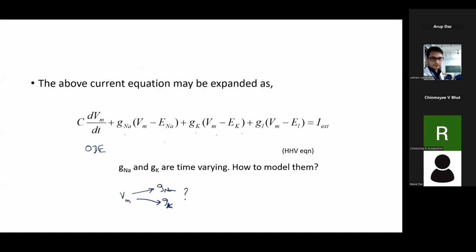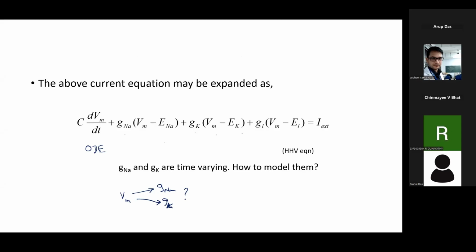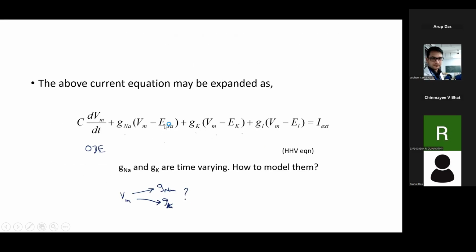Okay. Now, these four branches can be written electrically like this. Capacitive current is C dV by dt. Sodium current is, if you look at this, the voltage here is Vm. So Vm minus ENa, that is this voltage, times GNa gives you the sodium current. Similarly, you get GK times Vm minus EK. That gives you potassium current. Similarly, GL times Vm minus EL. That gives you leakage current. We add up all these four terms, that gives you external current. Okay. This is a basic equation.